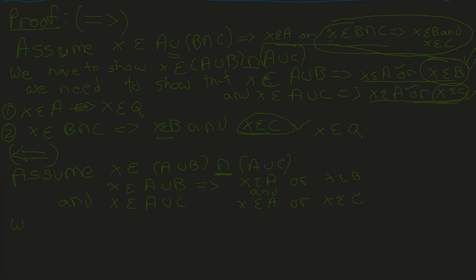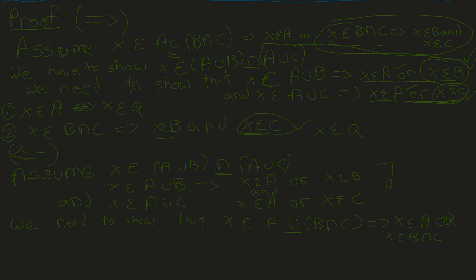What do we need to show? We need to show that x is part of A union B intersection C. Let's dissect it down. Remember that this is a union, so to show this, we need to show that x is part of A or x is part of B intersection C. So now we have all the tools. Let's see how it all fits in.